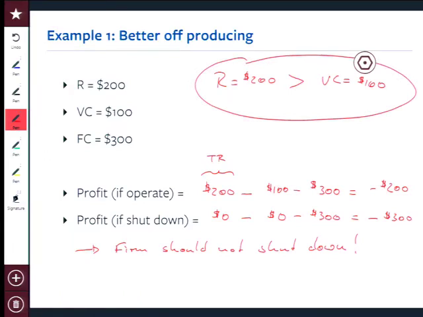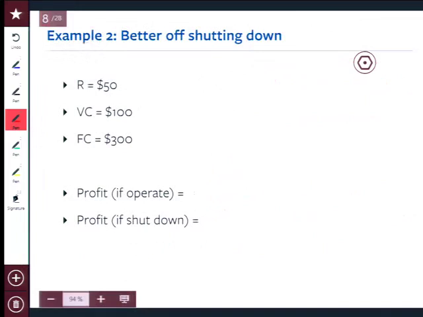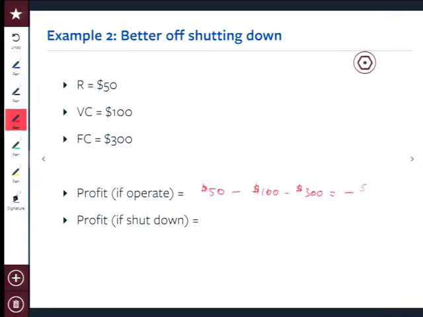What does a firm look like that should shut down? Well, let's do the step-by-step thing, and then let's use our rule, right? So if the firm operates, it gets $50 in total revenue. Its variable costs are $100, and its fixed costs are $300. So 50 minus 400 is minus 350. If the firm shuts down, it has $0 in revenues, $0 in variable costs and $300 in fixed costs. So this firm loses $300 if it shuts down, but loses $350 if it operates. So this firm in the short run is clearly better off shutting down.